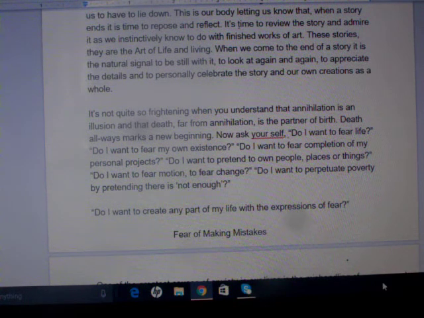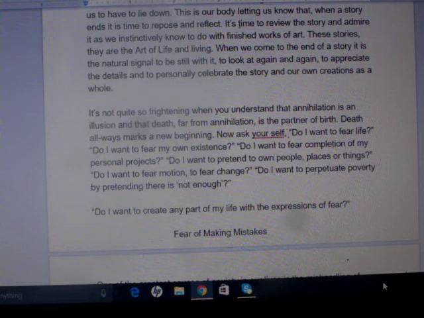Now ask yourself, do I want to fear life? Do I want to fear my own existence? Do I want to fear completion of my personal projects? Do I want to pretend to own people, places, or things? Do I want to fear motion, to fear change? Do I want to perpetuate poverty by pretending there is not enough? Do I want to create any part of my life with the expressions of fear?